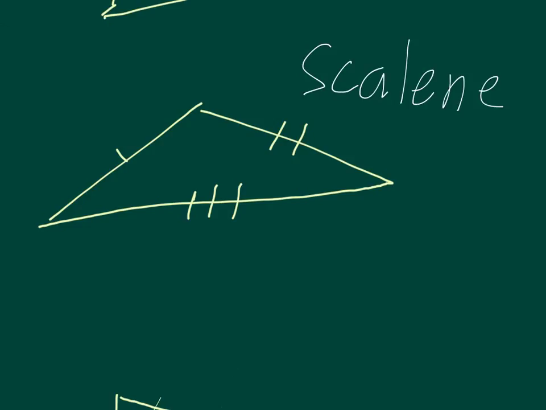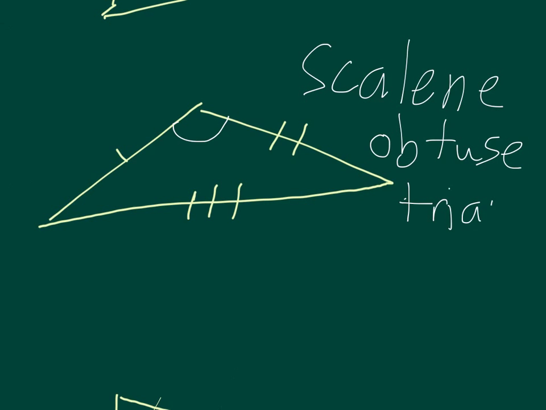And then you look at the angles, and it's not marked, and it looks like it opens up a decent amount. So I'm going to say that's probably more than a right angle. So it looks obtuse. So we're going to go with scalene obtuse, because it has 1 obtuse. So this is a scalene obtuse triangle.